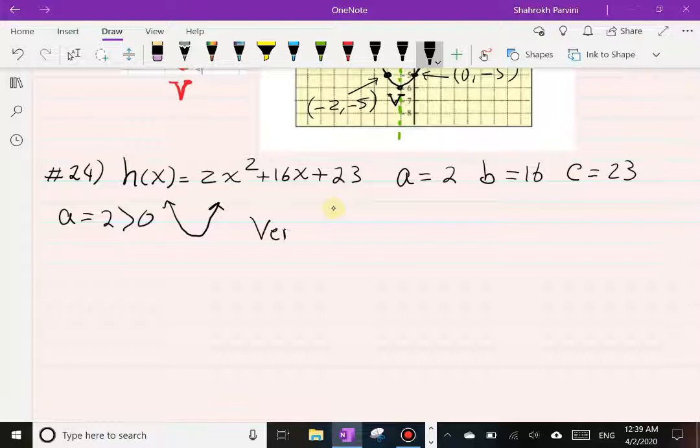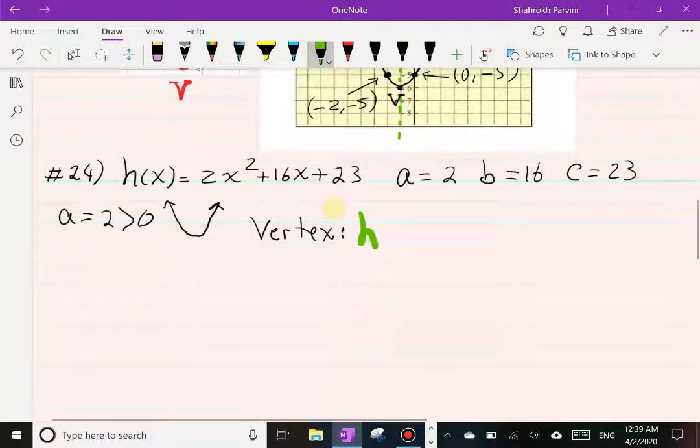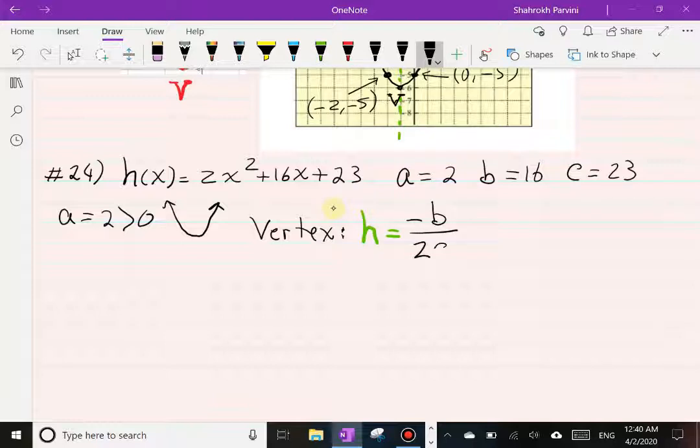Okay, so the vertex, call it h, k. Let me shrink the font size on my pen, otherwise it doesn't look as impressive. There you go. Sorry. Okay, so here, h is going to equal negative b over 2a. We use x, h, doesn't matter, as long as we have an identifier for the vertex. So h is negative b over 2a.